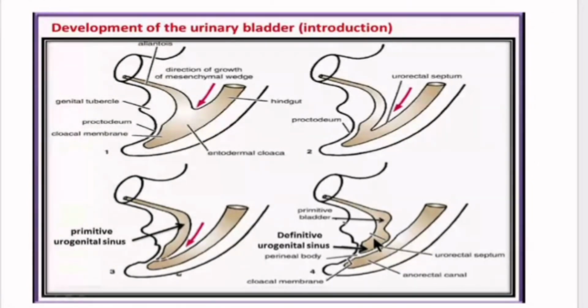So you start to form something, a mesenchymal wedge of tissue, right?